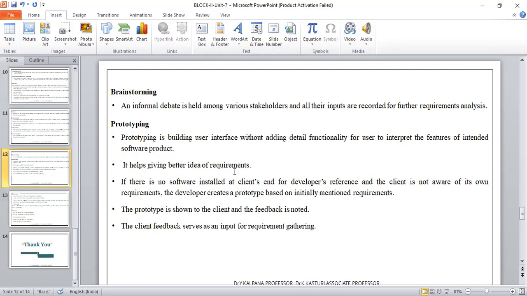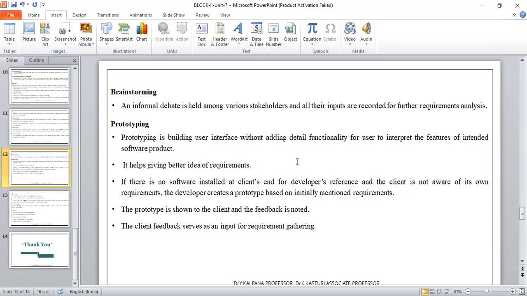It's building a user interface without adding detailed functionality for a user, intended to produce the intended software product. It helps give a better idea of the requirements. It's actually a blueprint of the software so that the main functionality can be understood by the client side and the user side. By seeing this, the prototype is shown to the client and the feedback is noted.